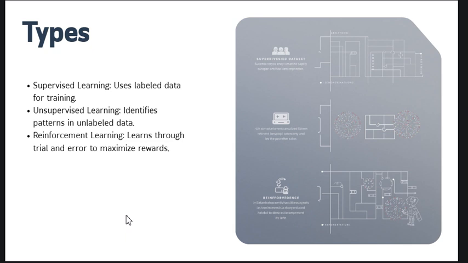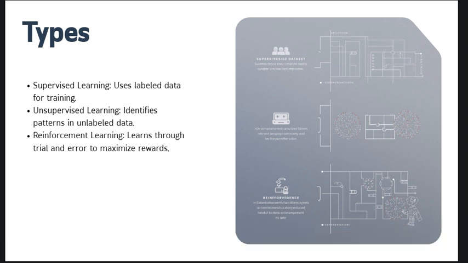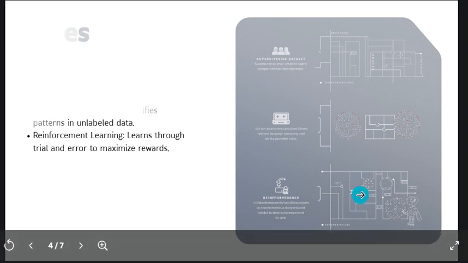And then unsupervised learning. Basically, it works with unlabeled data. It discovers patterns on its own, such as grouping similar customers or detecting anomalies. The third type is reinforcement learning. It is based on trial and error. So the model interacts with an environment, receives rewards, and gradually learns the best action.